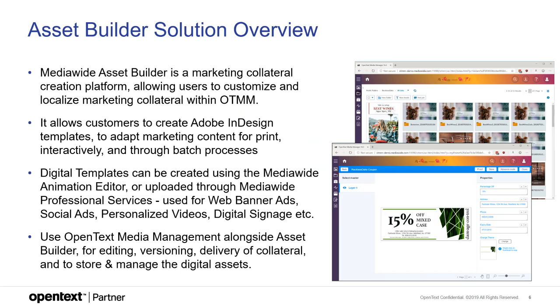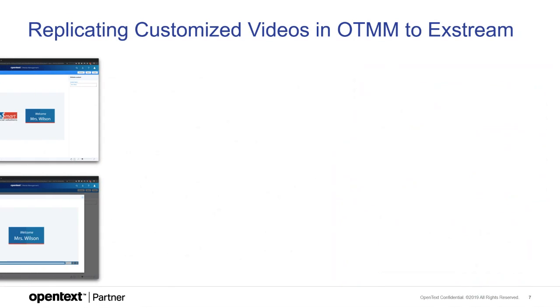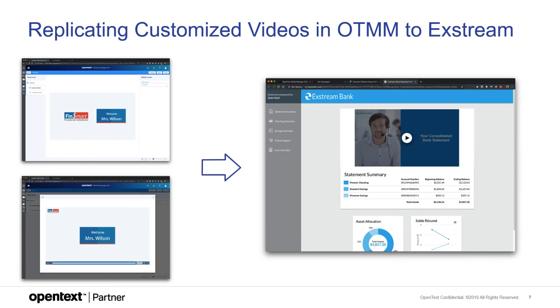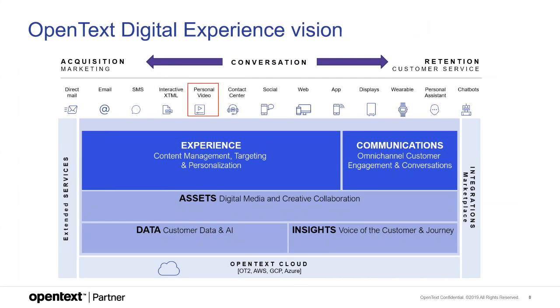What we did with the Asset Builder is take the customized video portion, where you can customize and personalize the video using the web interface, and transfer that over to Exstream. We use the same technology that we use for the Asset Builder to create these customized videos, and put it into Exstream to make them truly personalized and one-to-one, with the ability to create them en masse. So going back to our little overview here, you can now see that the personalized video platform sits within the experience and the communications area.